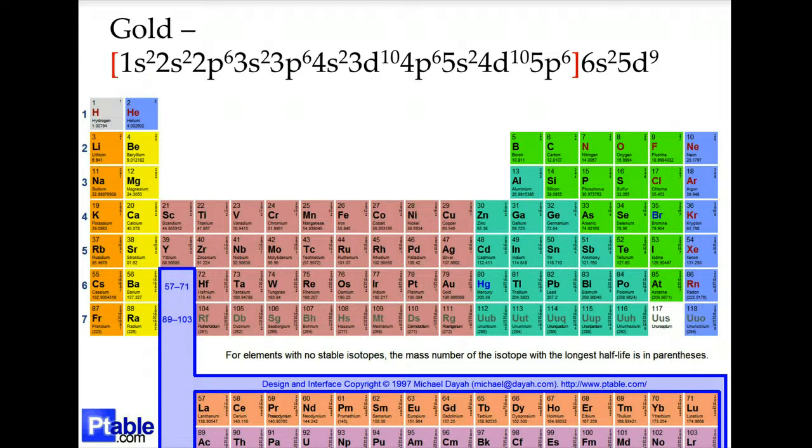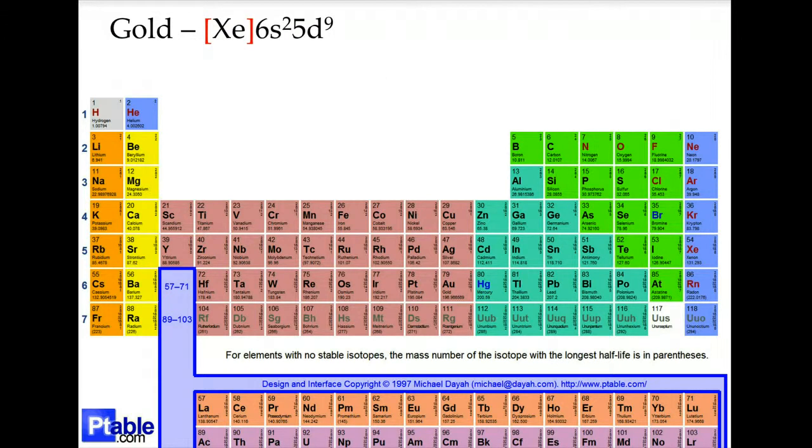And what we do is replace that whole entire series of numbers with xenon's symbol, Xe, and then we just tack on the 6th period up to the gold that we're talking about, the 5d9.